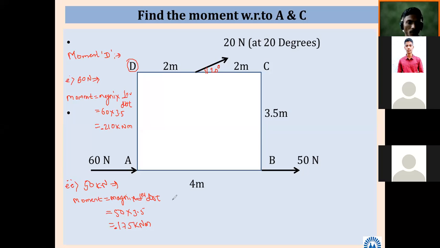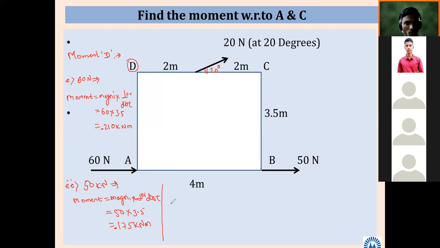Okay, next I will go for the next force. The 20 kilonewton force that is applied: is it vertical, horizontal, or inclined? Inclined, sir. At an angle of how much? 20 degree. Inclined at an angle of 20 degree.